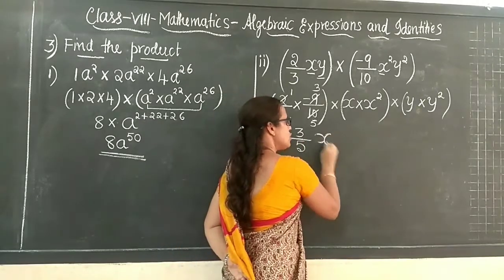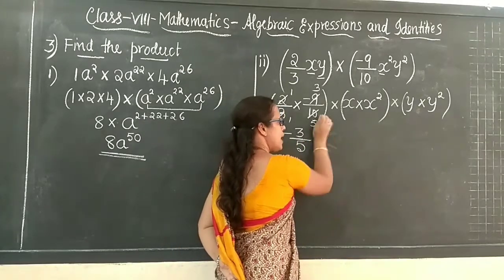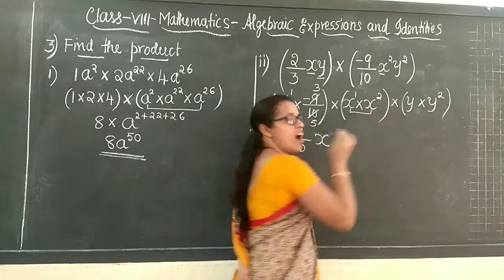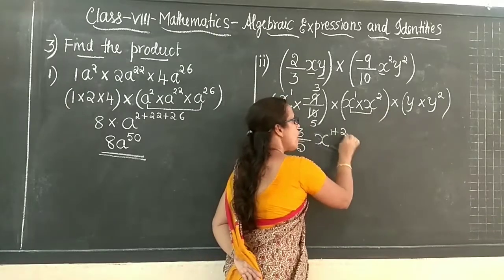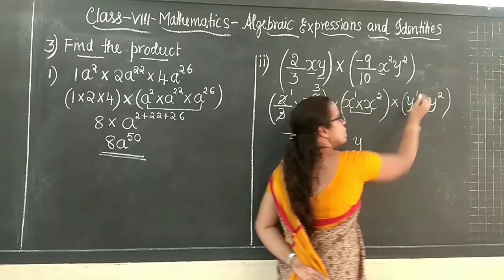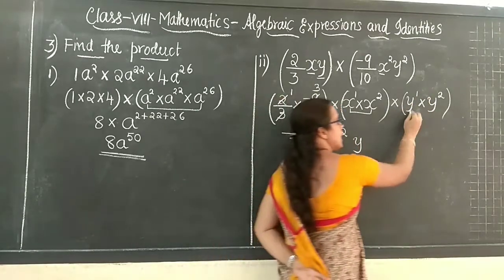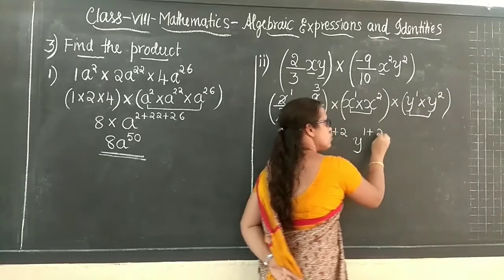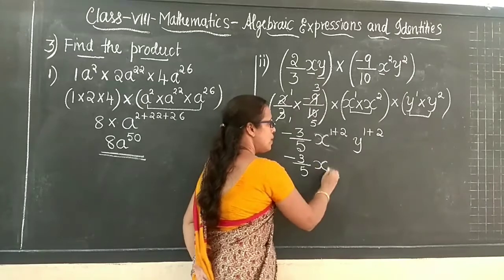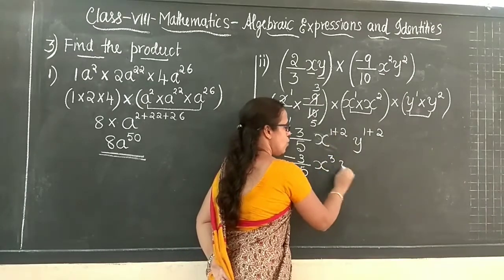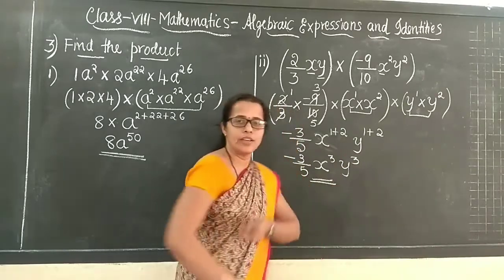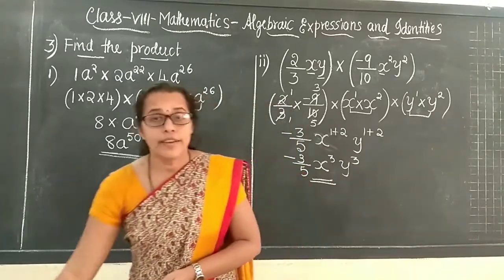Okay, so into x to the power. X, how many times does it exist? See here, x here 1 time, here 2 times. So the bases are the same, so we have to add the powers. Yes. So even the y terms, if I write, no number means 1. When the bases are the same, you have to add the powers. So now minus 3 by 5, x to the power 2 plus 1 is 3, y to the power 1 plus 2 is 3. So this is the final answer. Okay children, now let us go to the next problem.